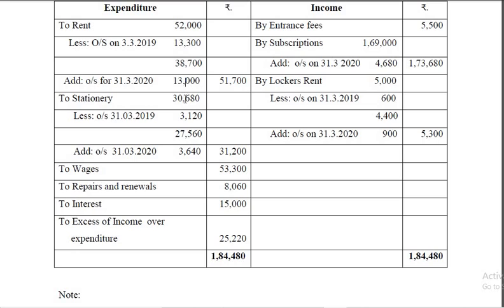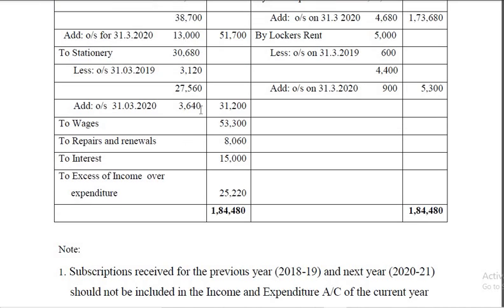Stationery, paid for stationery 30,680, but of that 3,120 is for the previous year, not for the current year, so deduct it. But current year outstanding is 3,640, so add it. Wages, no adjustment, 53,300. Repairs and renewals 8,060. Interest paid 15,000.